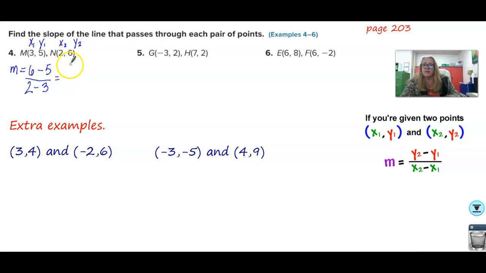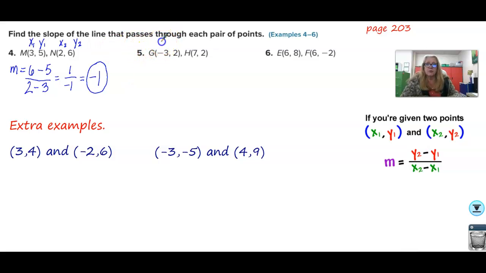Then you just simplify this. 6 minus 5 is 1, and 2 minus 3 is negative 1. Now, if you can write it as a whole number, go ahead and do that. All right, this reduces to negative 1, and you would type it in, reveal negative 1. Don't ever write slope as a mixed number, always either a fraction or a whole number.